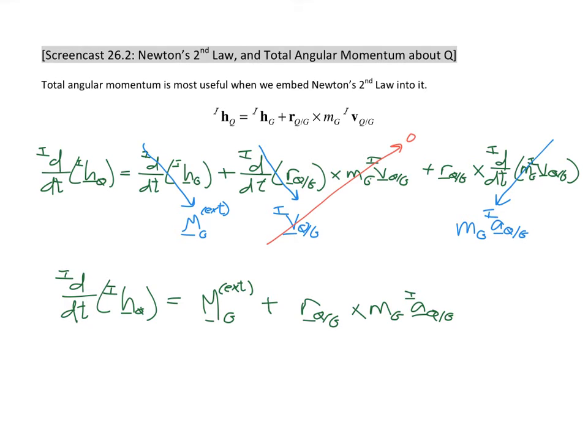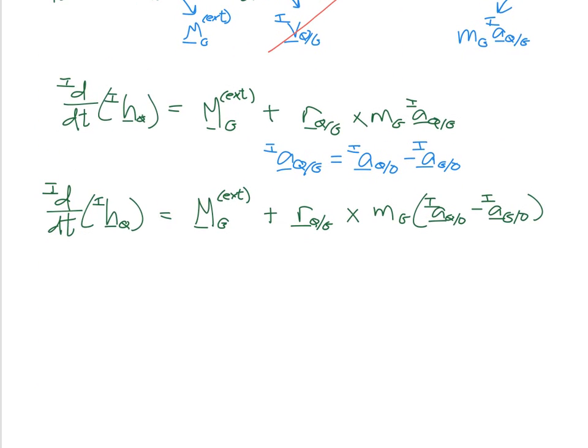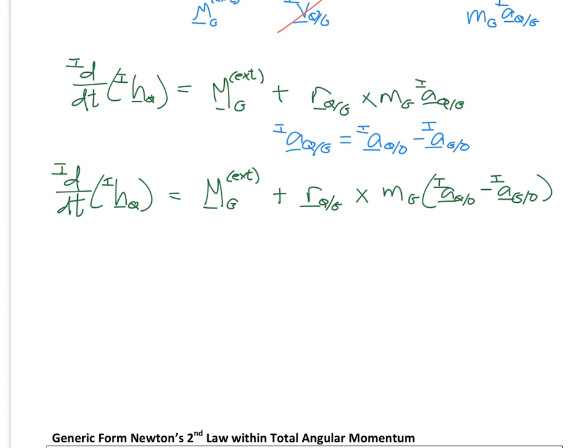But to apply Newton's second law, we can't have an acceleration that's a relative acceleration of Q with respect to G. So let's work on this in terms of a form that's related to an inertially fixed point. We'll rewrite the acceleration of Q with respect to G as observed in an inertial reference frame as the acceleration of Q with respect to O minus the acceleration of G with respect to O. Now we can do a little bit more work on this expression to make it more palatable.